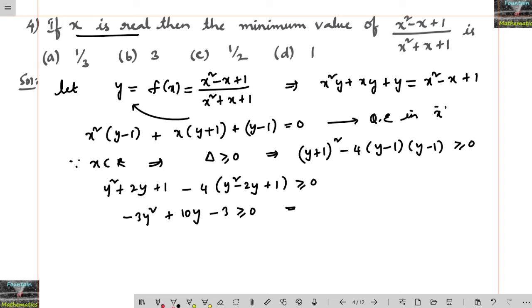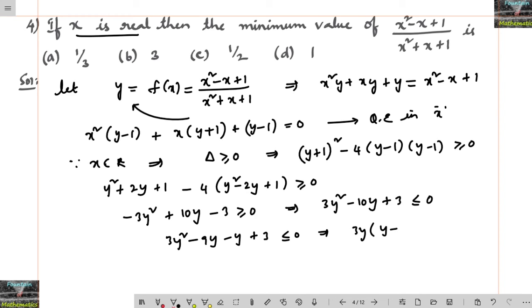Or this inequality can also be written by multiplying by minus 1 on both the sides. We will be getting 3y square minus 10y plus 3 is less than or equal to 0. Let us solve this inequality. 3y square minus 9y minus y plus 3 is less than or equal to 0, which implies 3y if I take common, (y minus 3), and minus 1 if I take common, again (y minus 3), is less than or equal to 0. So (3y minus 1) into (y minus 3) is less than or equal to 0.